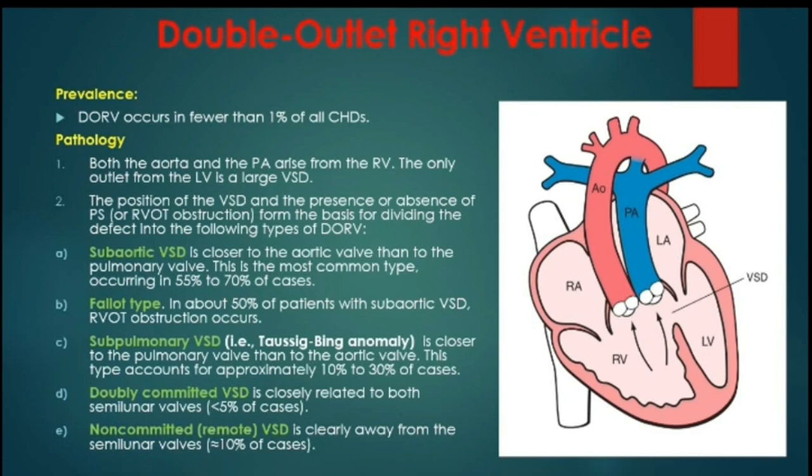In around 30% of cases, the VSD is subpulmonic. Subpulmonic means it's closer to the pulmonary valve rather than the aortic valve. In less than 5% of cases, the VSD is committed to both valves equally. In less than 10% of cases, the VSD is not committed to any of the valves.